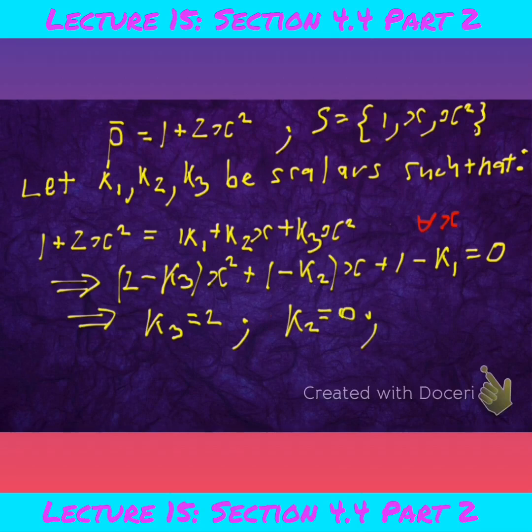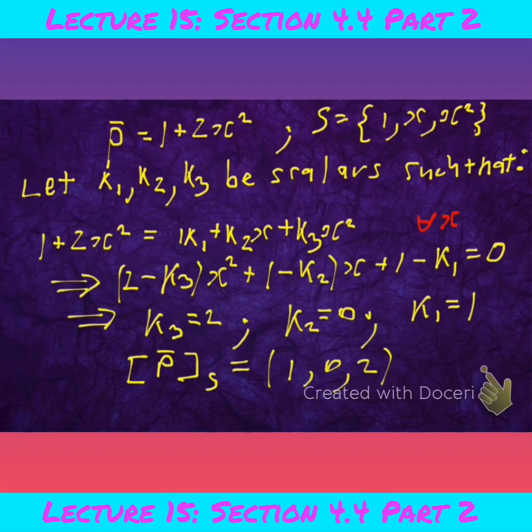And then the last one, that must also be 0, because if it's not, then you've got a non-zero polynomial on the left-hand side equal to a 0 polynomial on the right-hand side. So therefore you need K1 to be 1. It's the only other option. Okay, so you could have done this actually by inspection. So the coordinate vector of P with respect to the standard basis S is pretty much the vector 1, 0, 2. Alright.